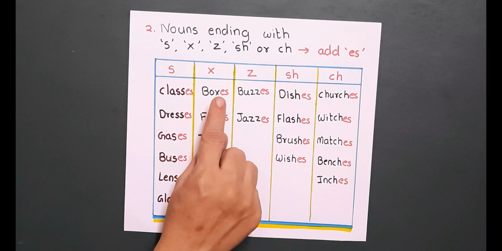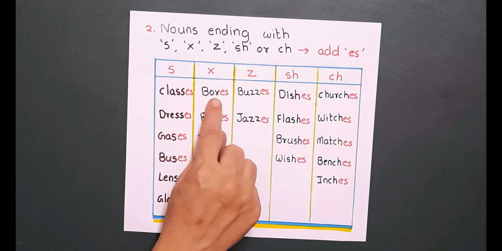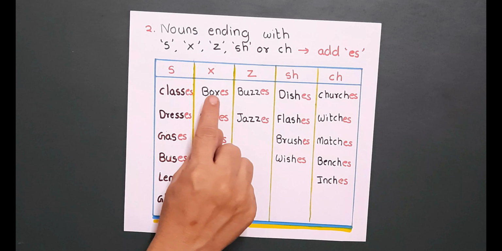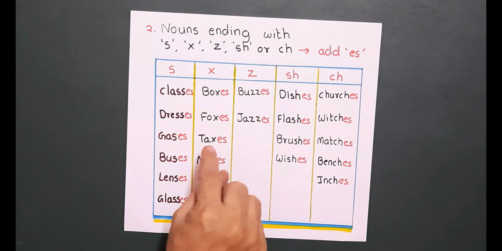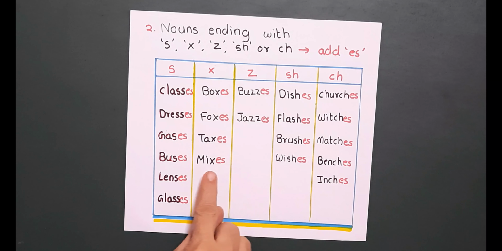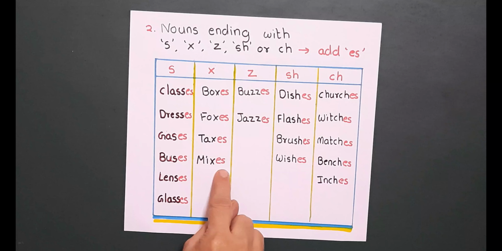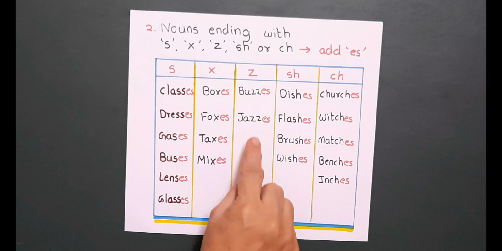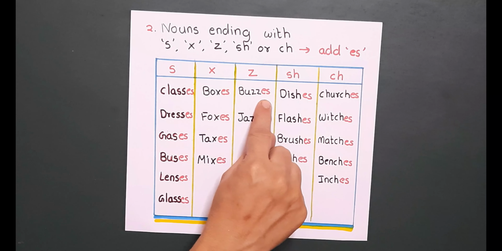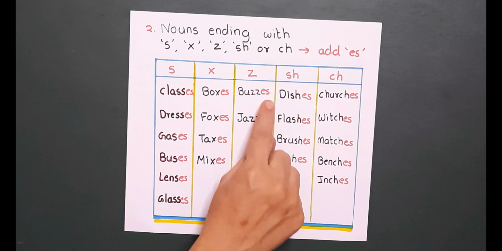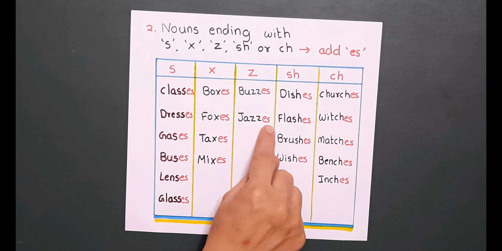Similarly, when the noun ends with x, es has to be added, like box, boxes, fox, foxes, tax, taxes, mix, mixes. Similarly, for the nouns ending with z, es has to be added, like buzz, buzzes, jazz, jazzes.